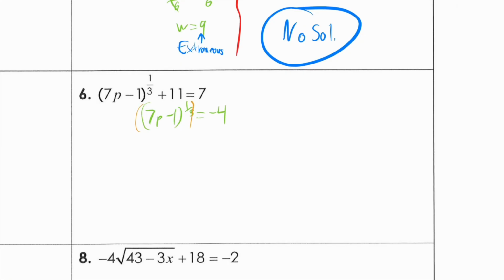So we raise each side to the power of 3, and these 3's reduce, or well, 3 over 1 if you'd rather, giving us 7p minus 1, and then -4 to the power of 3 is -64. So I add 1 to both sides, giving me 7p equals -63, and then I'm going to go ahead and divide both sides by 7, giving me p equals -9. And while I could definitely check my work if I wanted to, I don't need to, because once again, this was an odd power, or an odd root, excuse me, not an even root, so we don't have to worry about extraneous solutions.